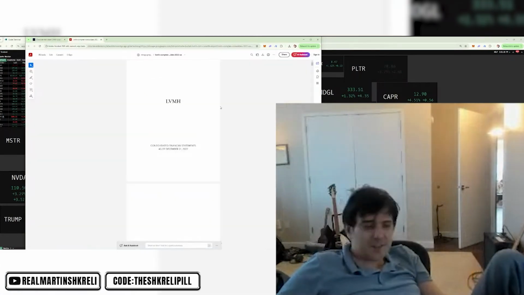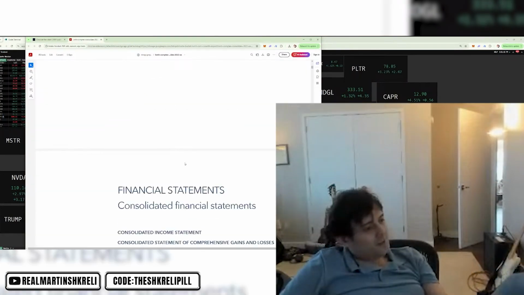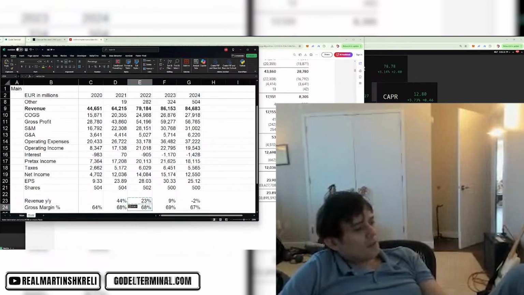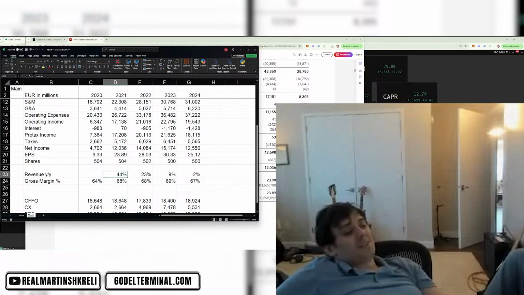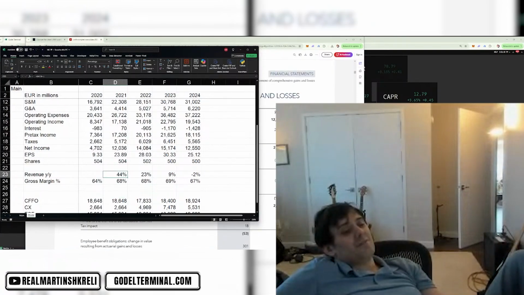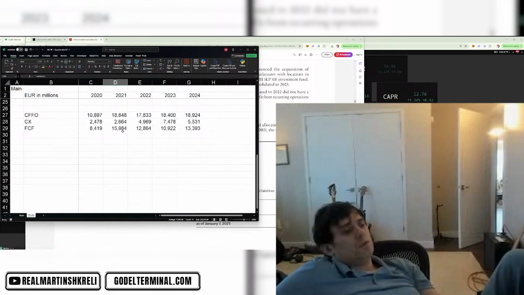Google's putting another 750 in Anthropic. Google and Amazon own Anthropic. It's like a joint venture. Look at that growth. Who'd they buy? They're definitely not growing 44% by themselves. I don't believe that for a minute. I don't believe that.